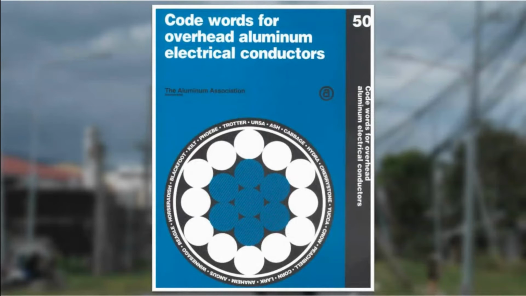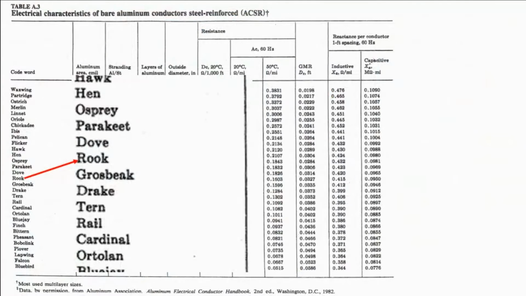And this is given in a book for that, code words for overhead aluminium conductor. We will find so many types like Dove, Rook, Osprey, Hen, whatever. Each name has its own size. This is only for information, nothing more. Just because you saw Rook conductor, you have nothing to care about this thing.